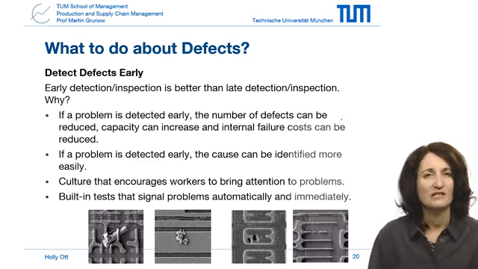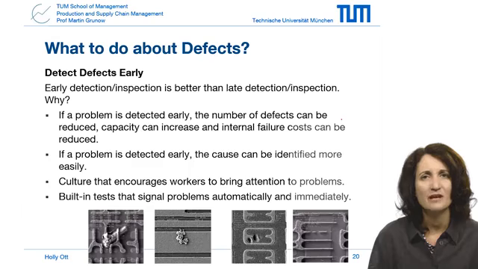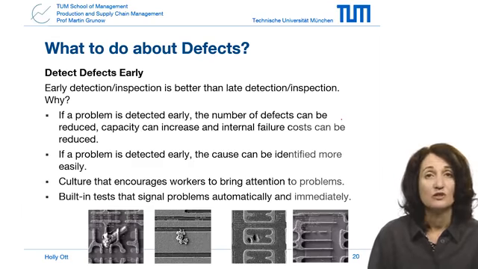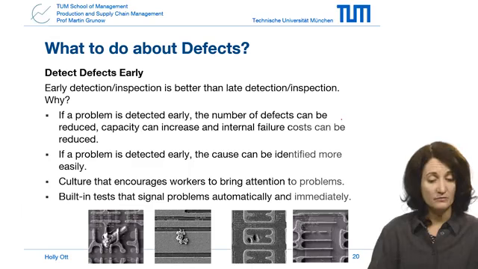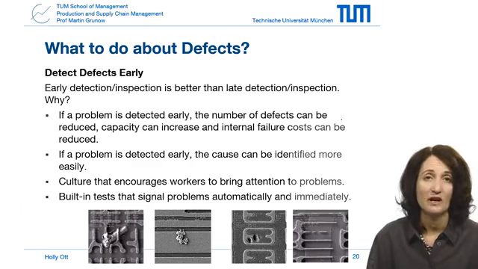And what can we do about defects? Why don't we just measure them? Well, as we just said, it's hard to measure them when they're rare. They also can have many, many different causes. So one thing to do is to try to detect them early. Early detection is better than late detection or inspection.